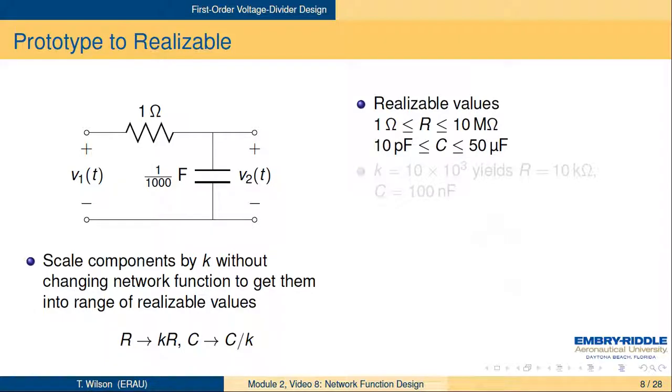So what do we mean by realizable values, though? Well, there's actually a set of standard values, and you're probably sort of aware of them from having been in lab already. 1, 1.1, 2.2, 3.3, 4.7, 6.3, 6.7, 7.2, 8.2, etc.